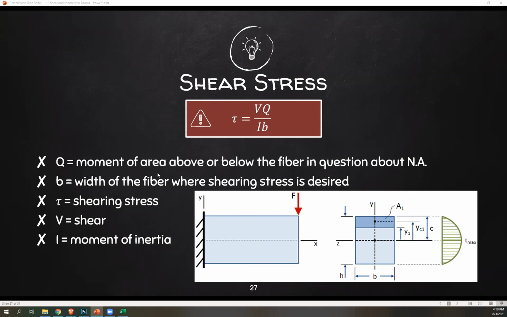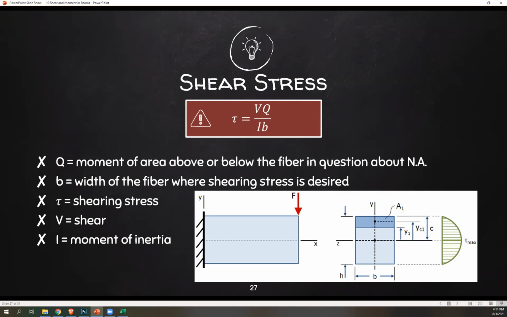So Q is the moment of area above or below the fiber in question about NA. So we already know how to do moment of area, right? It's just area multiplied by distance of centroid to given axis. In this case, it's the neutral axis. B is width of the fiber where shearing stress is desired. So, for example, this is your cross section. We want to know the shear on this point. So at this position here, that's the width. The width of that is B. Shearing stress, we already know. V is shear force acting on that member. And I is moment of inertia.